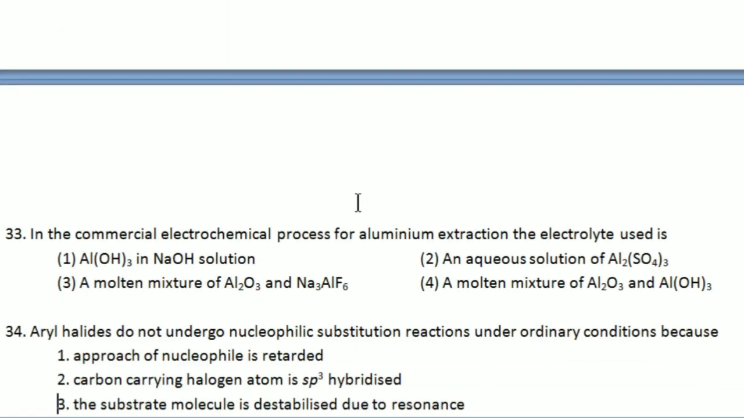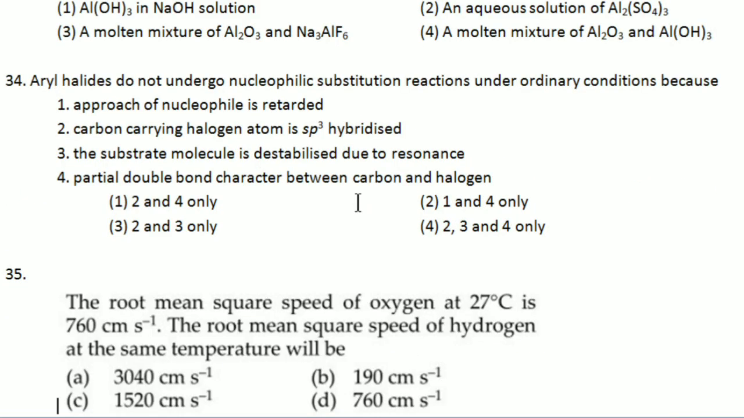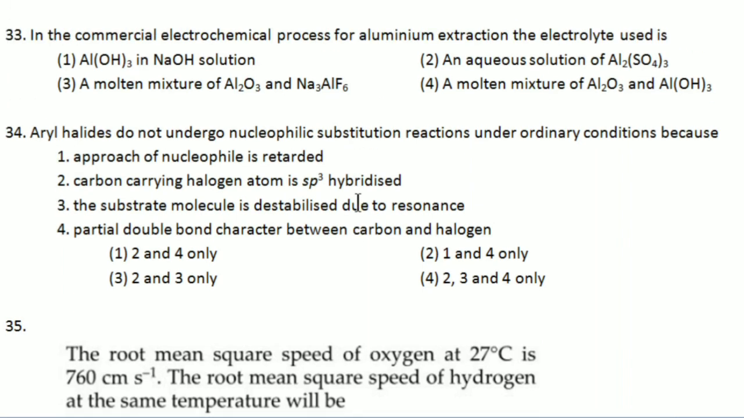33. In the commercial electrochemical process for aluminum extraction, which one is correct they are telling? We know that in aluminum extraction, a molten mixture of Al2O3 and Na3AlF6, that is cryolite, is electrolyzed. Hence the answer for this question is 3.